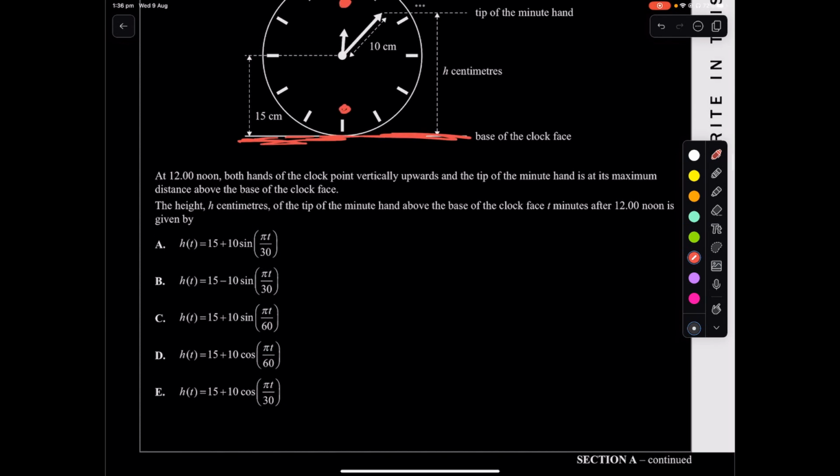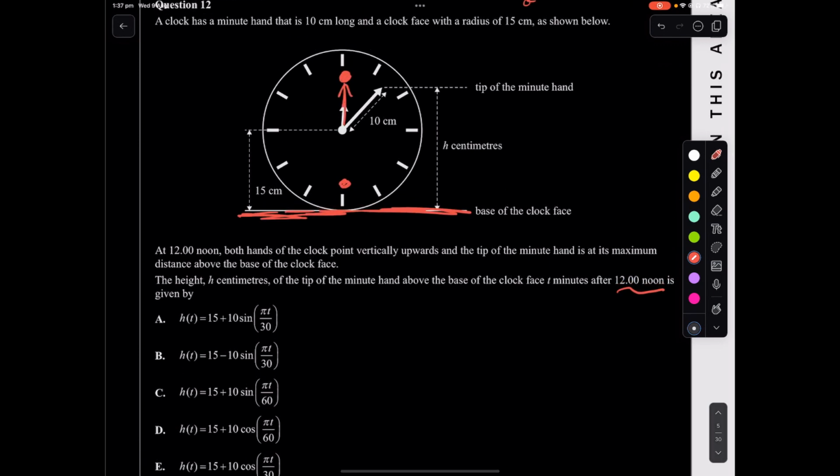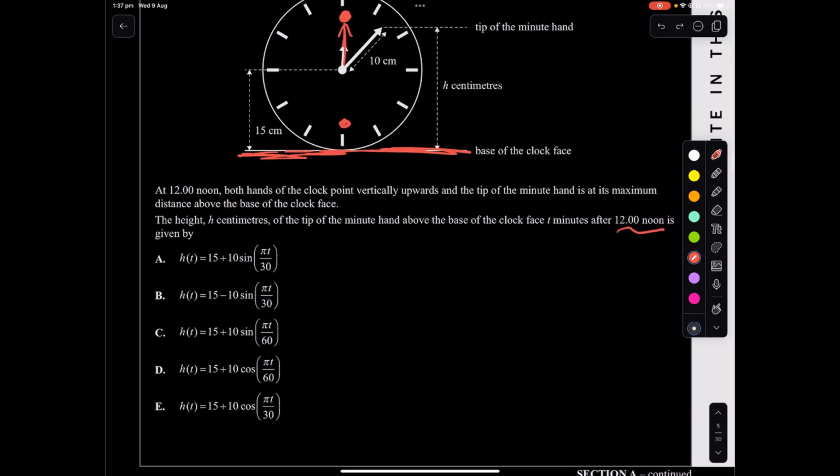The height H centimeters of the tip of the minute hand above the base of the clock T minutes after 12 noon. So let's say they both started here and they started moving. So that's your initial, is given by, okay. So what do we know?